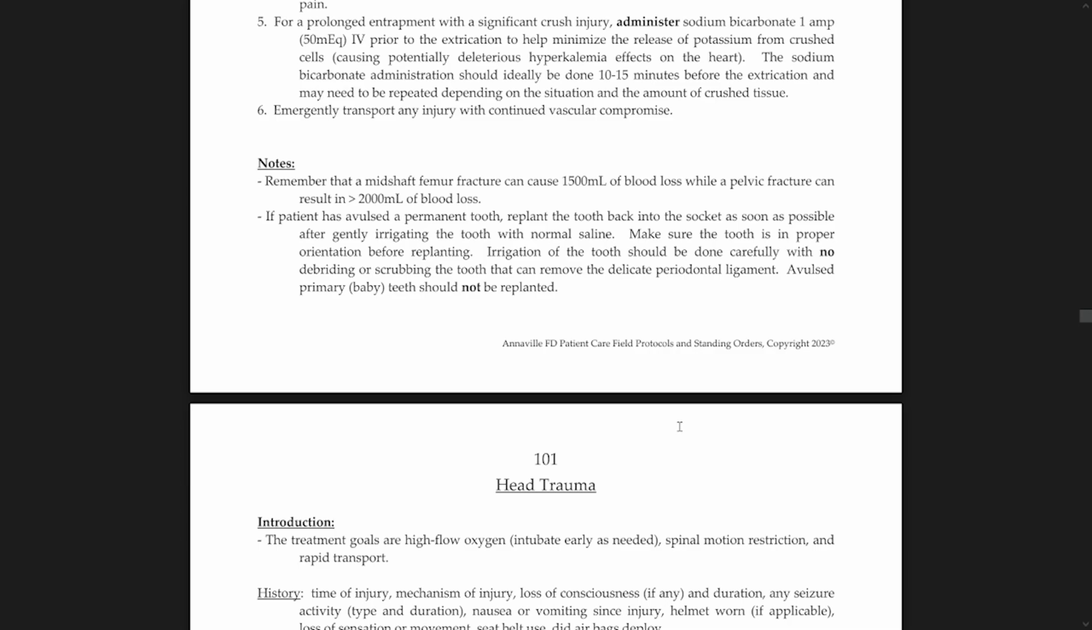If a patient has avulsed a permanent tooth, replant the tooth back into the socket as soon as possible after gently irrigating the tooth with normal saline. Make sure the tooth is in proper orientation before replanting. Irrigation of the tooth should be done carefully with no debriding or scrubbing of the tooth that can remove the delicate periodontal ligament. Avulsed primary baby teeth should not be replaced.